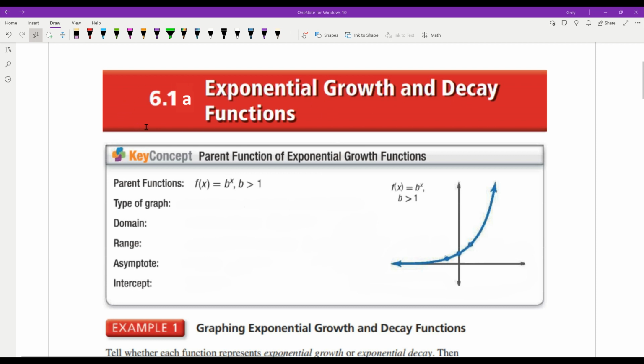Today's lesson is 6.1a, Exponential Growth and Decay. And if you did your warm-up and you used the link in Desmos, then you have some idea of the functions that we are talking about.